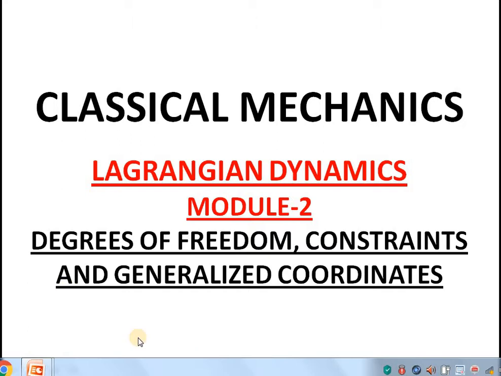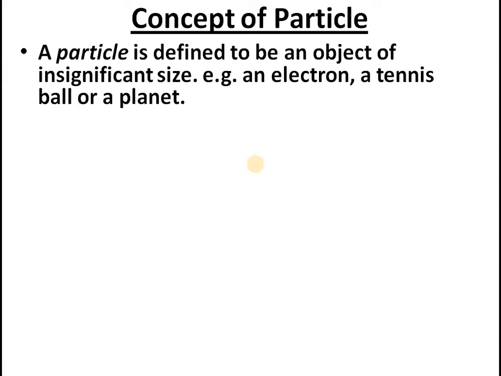So before going to discuss degree of freedom, let us have some idea about what is a particle. In fact, the concept of particle, we very frequently use this term, particle. Formally, a particle is defined as an object of insignificant size. So you see, examples are given here, interesting examples: an electron, a tennis ball, or a planet.